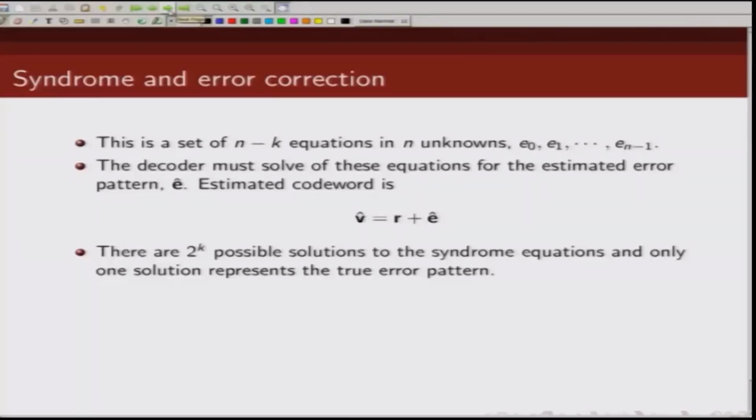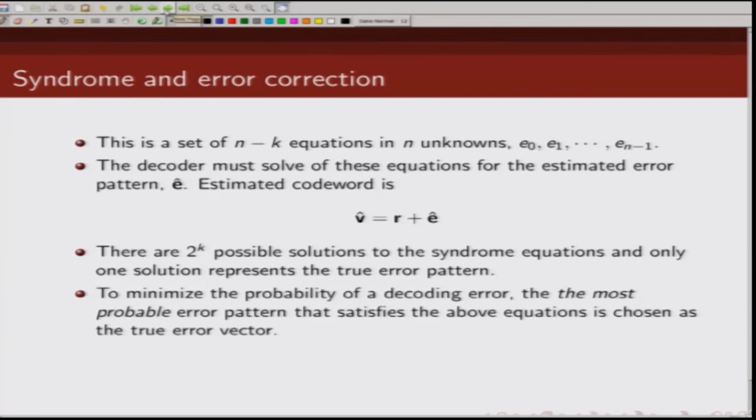As we can see from here, because we have n minus k equations and n unknowns, we have a total of 2 to the power k solutions of these n minus k equations. So, there are a total of 2^k solutions to this syndrome equation, and out of those 2^k solutions there is only one error pattern which is correct.